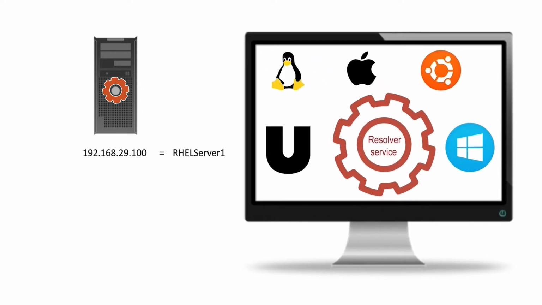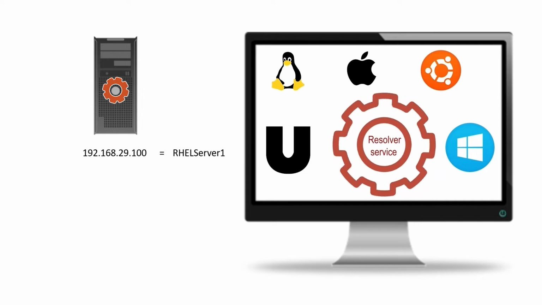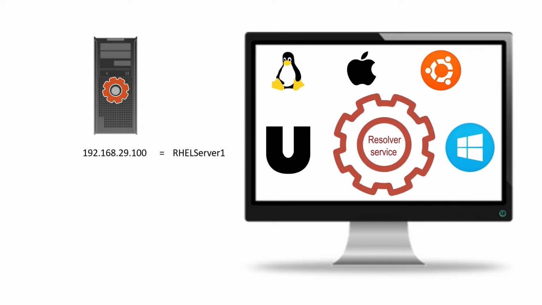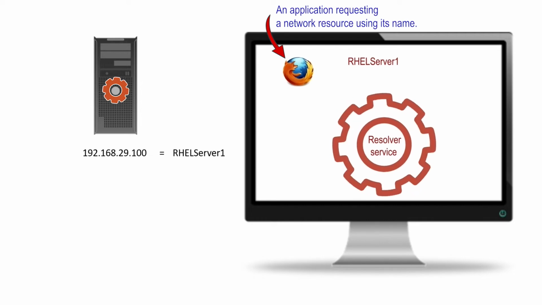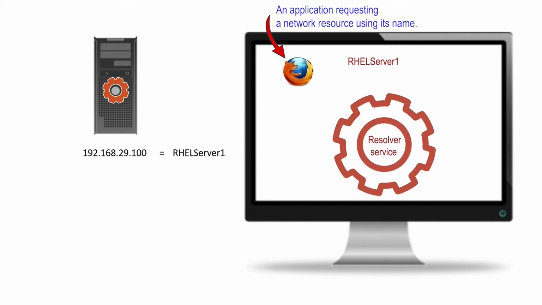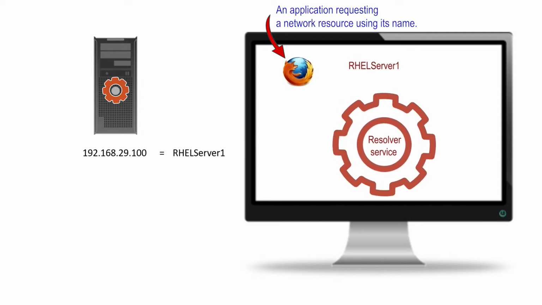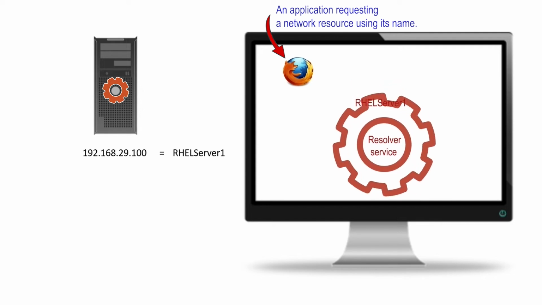By default, the resolver service is available on all operating systems. Operating systems use it to translate names. When you access a network resource using its name, the application you use to access the resource requests the resolver service to translate the name into the IP address.